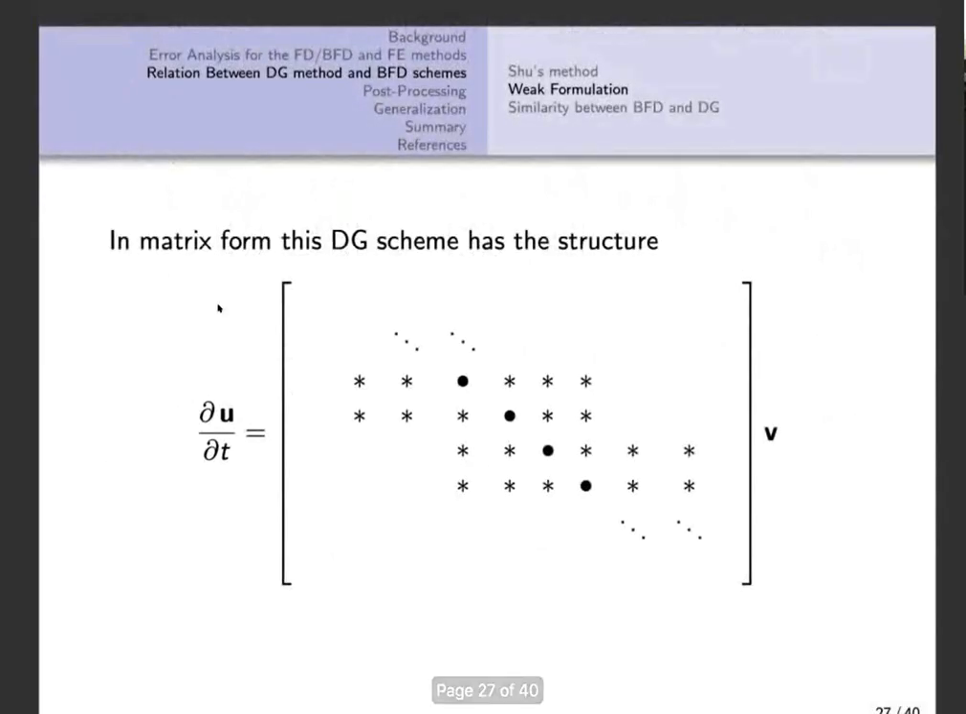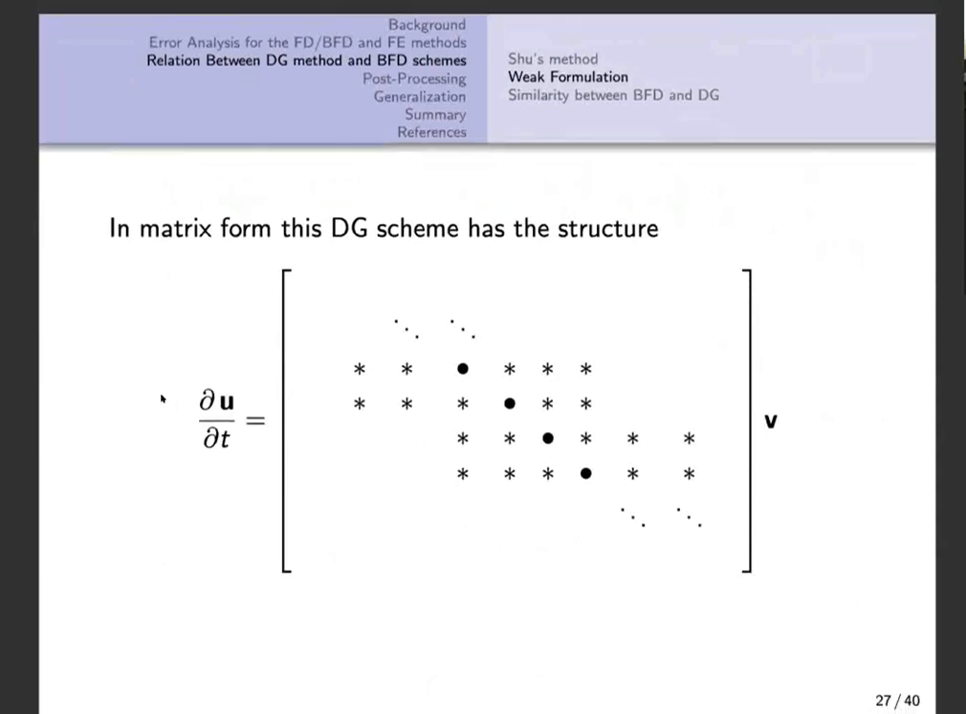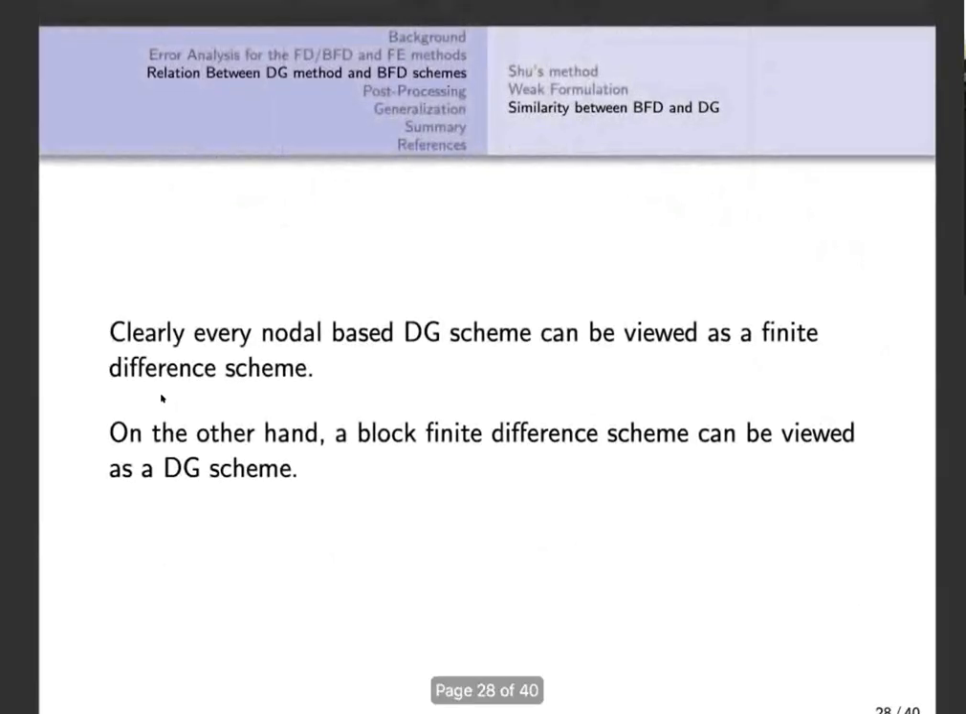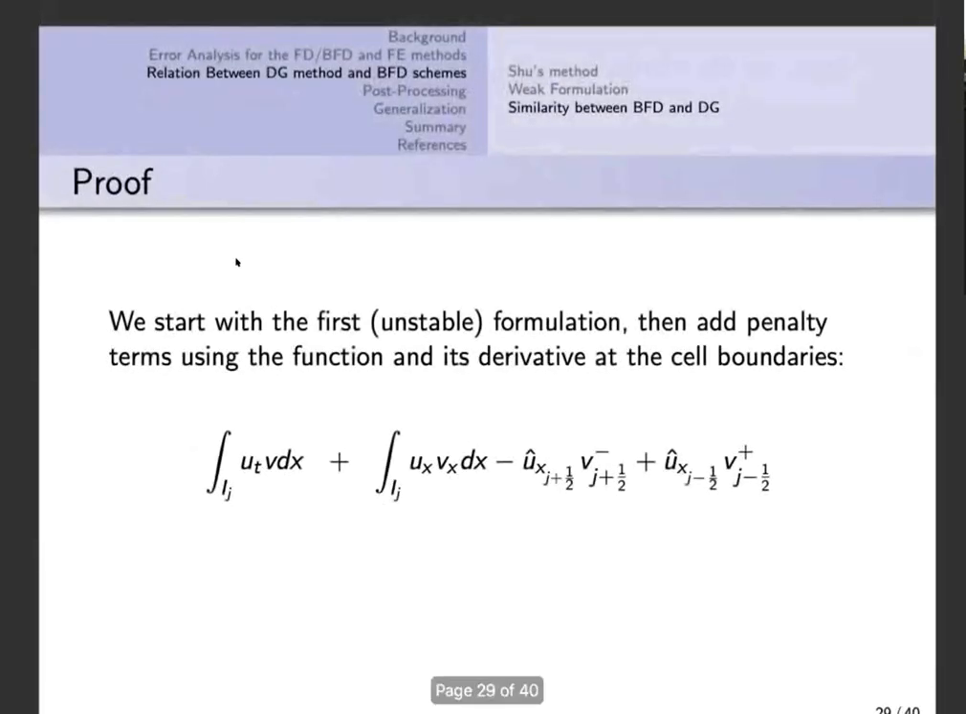So we can notice that basically the matrix form has exactly the structure of the BFD scheme. So obviously, every nodal-based DG scheme can be viewed as a BFD scheme. On the other hand, we will need to show that a BFD scheme can be viewed as a DG scheme, and this is the more difficult part.